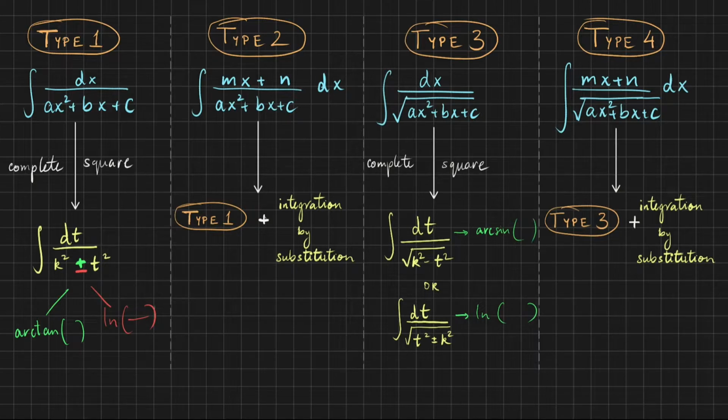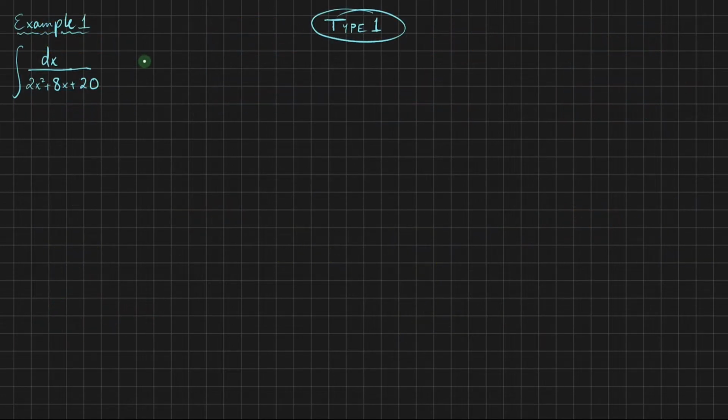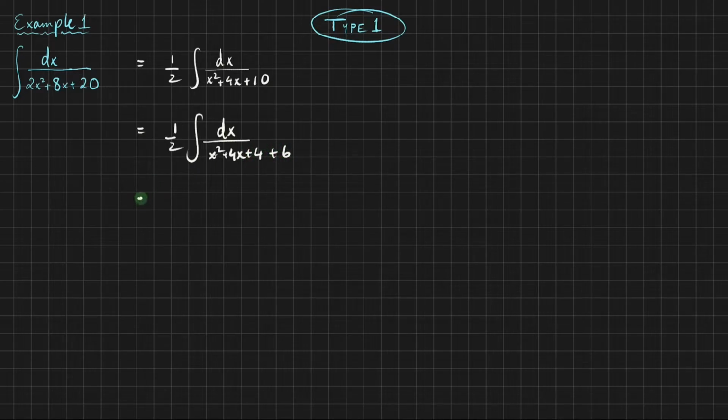But how does this work in practice? Let's take a look. The first example is clearly a type 1 integral. Let's first and foremost make our life a bit easier by factoring out a 2 in the denominator. So this integral becomes dx over x squared plus 4x plus 10. Now from basic algebra, you know how to complete the square of this quadratic, and so we have 1/2 integral dx over x squared plus 4x plus 4 plus 6, and this one reduces to 1/2 integral dx over (x plus 2) squared plus 6.